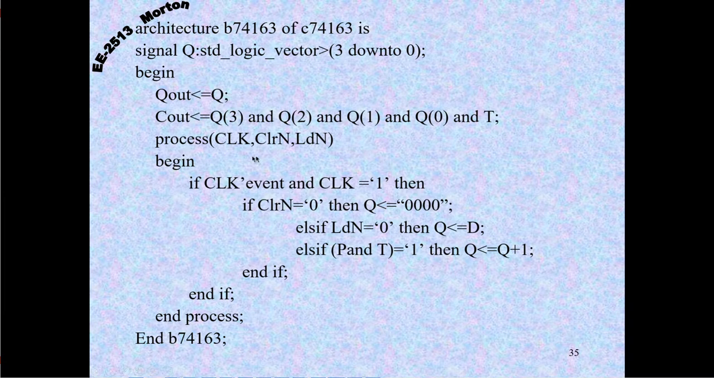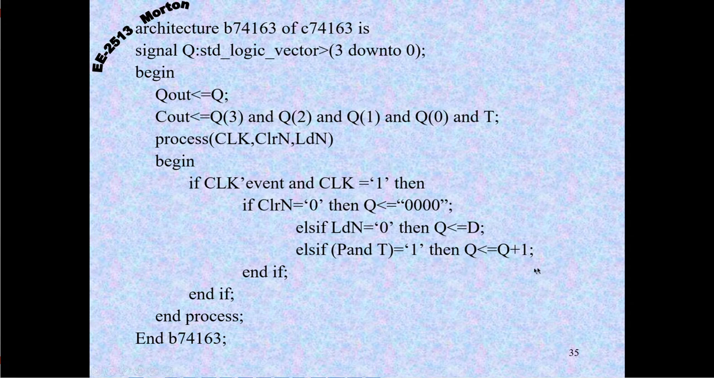All right, and then within the process block, here's our sequential part. And remember, this has a clock in it. It has an asynchronous clear and an asynchronous hold. So if we have clock'event and clock equals one, so it's a rising edge clock, then if clear not is zero, we zero out Q. Else, we load Q with D, again 4 bits of Q receiving 4 bits of D. And then we check P and AND it with T. And if they're both one, then we add one to Q.